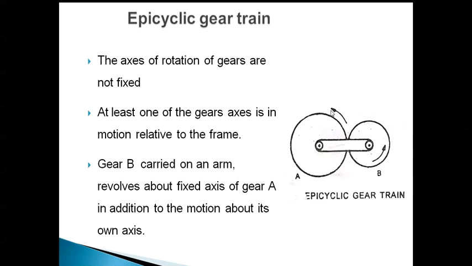So gear B, carried on an arm, revolves about the fixed axis of gear A, in addition to the motion about its own axis. So here it will rotate around its own axis as well as move around this fixed axis gear. So it has two motions: its own motion, as well as revolving around the fixed axis gear A.